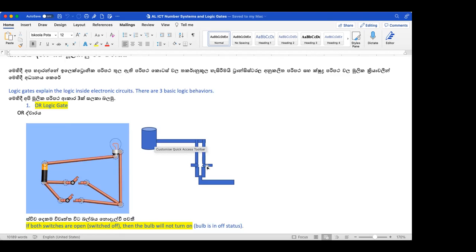Here also, if both taps are closed, there is no way to get the water. So that is basically the behavior of the OR gate. But if either the left valve or the right valve is open, then you will get water. If both are open, you'll also get water. So that's the nature of the OR gate.